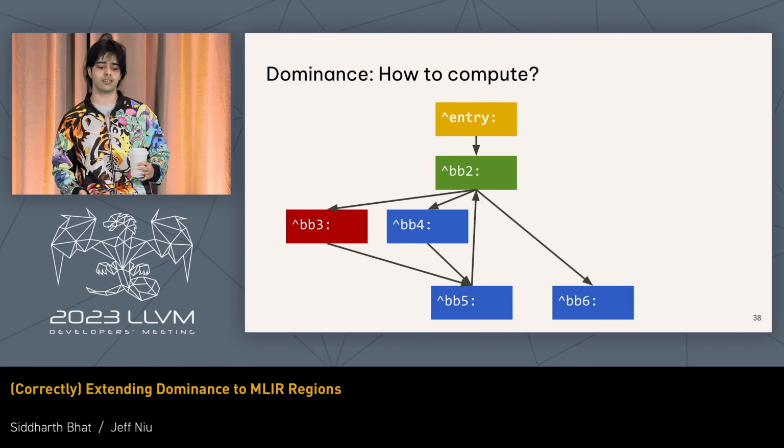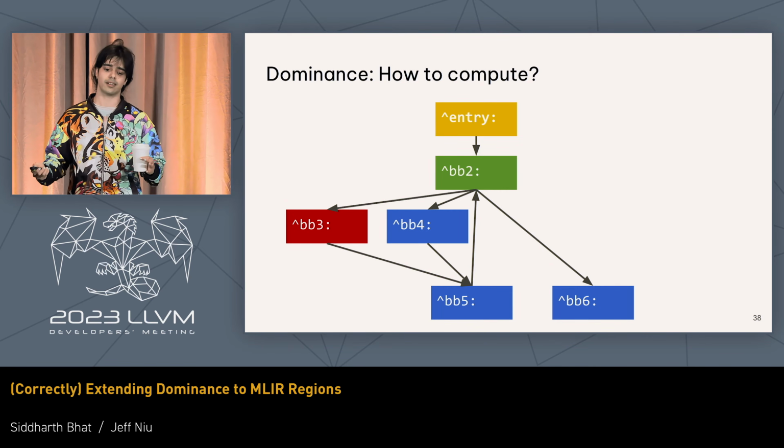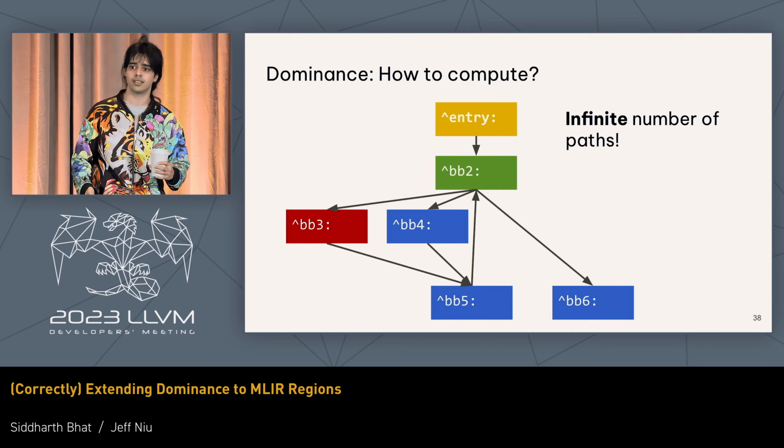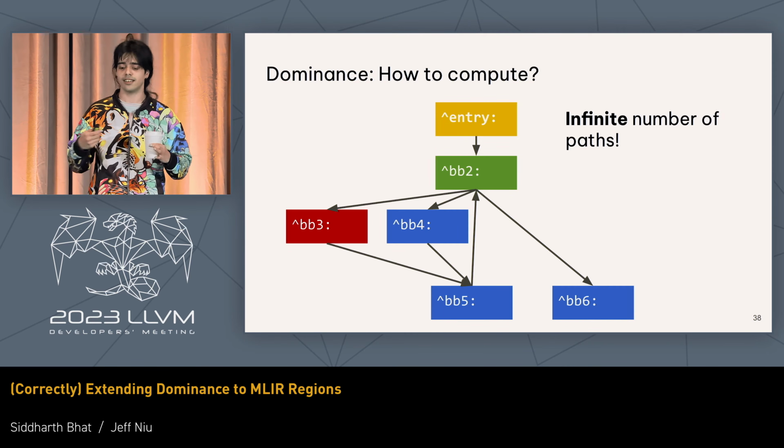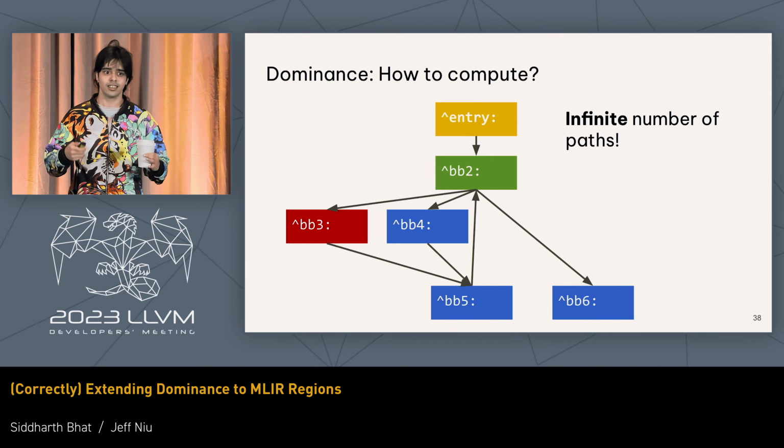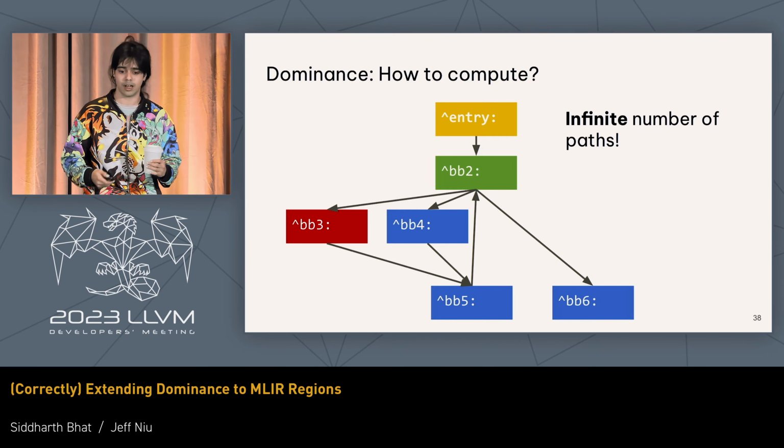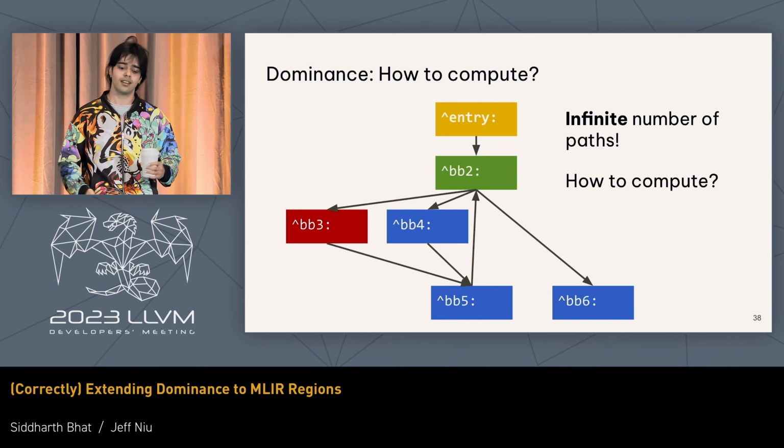So we can ask the question, okay, how do we actually compute this in practice? Because it seems like we need to consider an infinite number of paths, right? Like the definition says for all possible paths. So you can't just trivially check things. You need to somehow enumerate an infinite number of things.